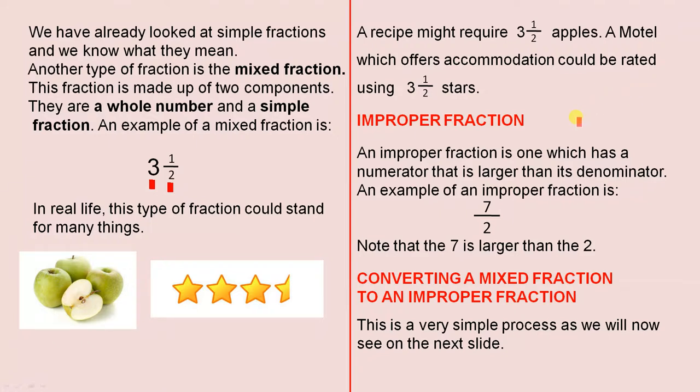Improper fraction. An improper fraction is one which has a numerator that is larger than its denominator. An example of an improper fraction is 7/2. Note that 7 is larger than 2.